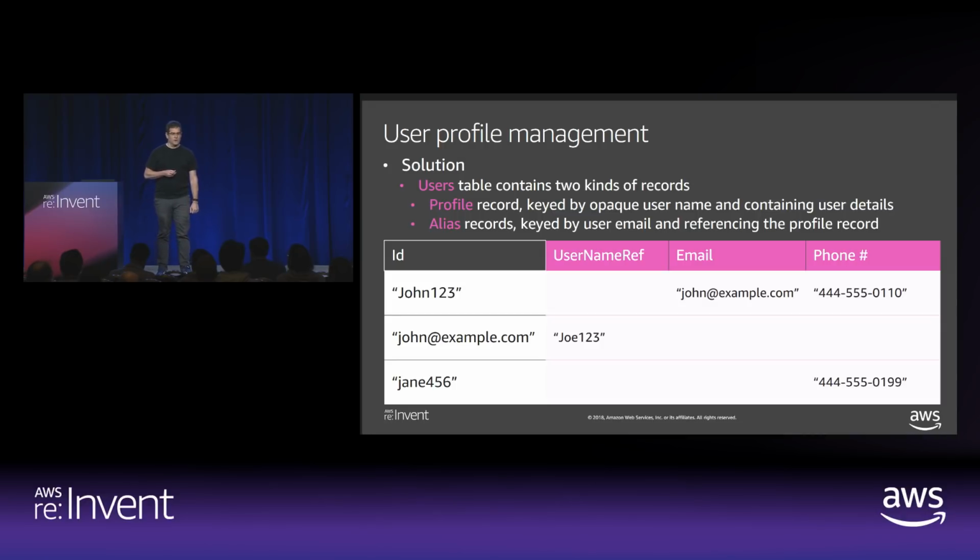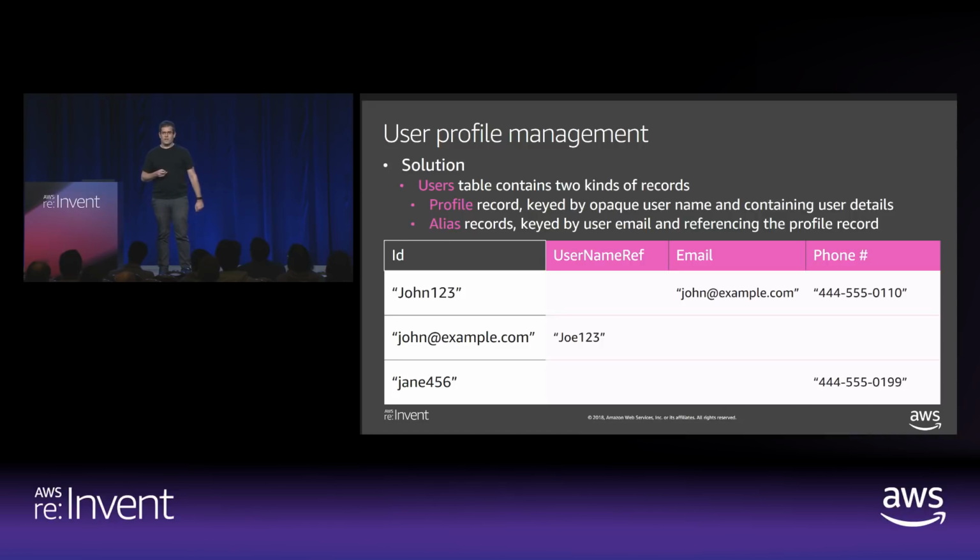Okay, so now suppose John tries to authenticate to the application. He can enter an email. We would look up by email. We don't know that it's an email, we just know it's a string. We look it up by ID. And the fact that the attribute that exists is username ref tells us that that's an alias record that points to the main record. So we would then go and fetch the main record.